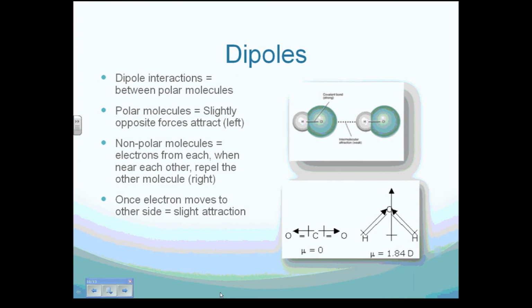Dipole interactions occur between polar molecules. When slightly opposite charges are close to each other between two polar molecules, there is a slight attraction between the two polar molecules. Weaker dispersion forces happen between nonpolar molecules. When the electrons in two nonpolar molecules are located on the side near the other nonpolar molecule, it causes the electrons in one of the molecules to repel and move to the other side of the molecule. After this has occurred, there is a slight attraction between the two molecules.